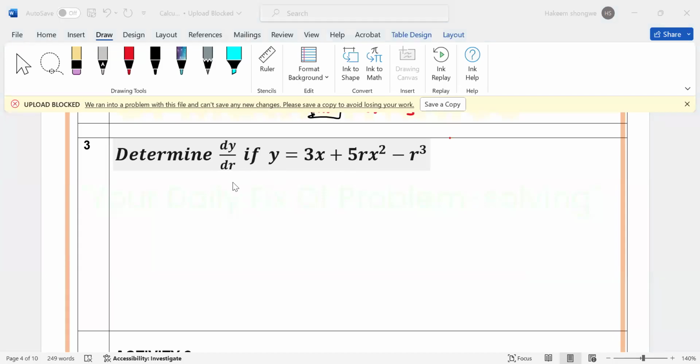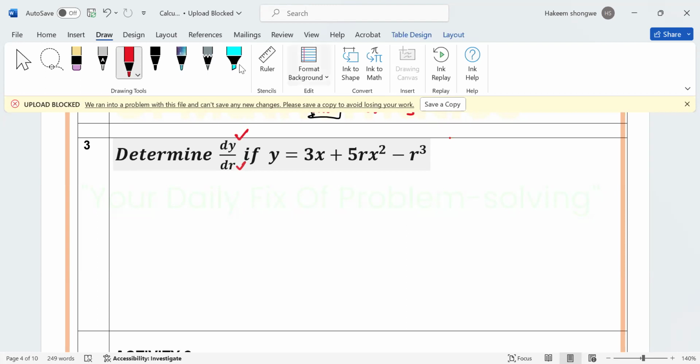What are we doing with number 3? On number 3, it's saying we should determine dy all over dr. What does that mean? Y is the subject of the formula. We are differentiating in terms of what? It means we are going to only concentrate on the exponent of r. You go to r and then you highlight the exponent of r.